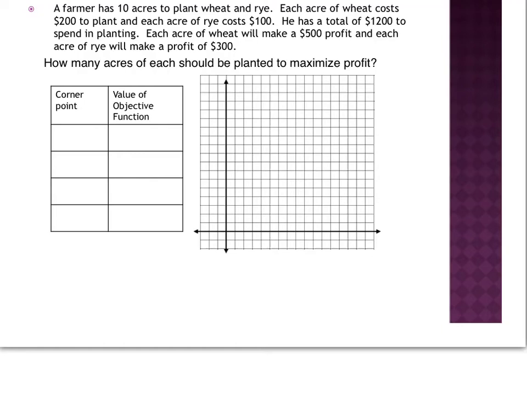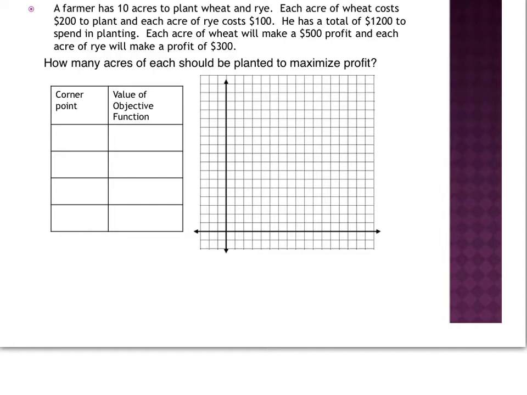The moment you've all been waiting for, our first application problem. This is going to put everything together that we learned in the previous lesson. So we have a farmer who has 10 acres to plant wheat and rye. Each acre of wheat costs $200 to plant, and each acre of rye costs $100 to plant. He has a total of $1,200 to spend in planting. Each acre of wheat will make $500 profit, and each acre of rye will make a profit of $300. How many acres of each should be planted to maximize the profit?